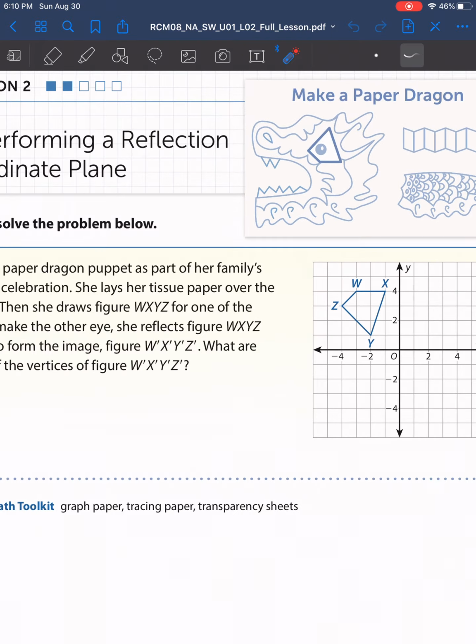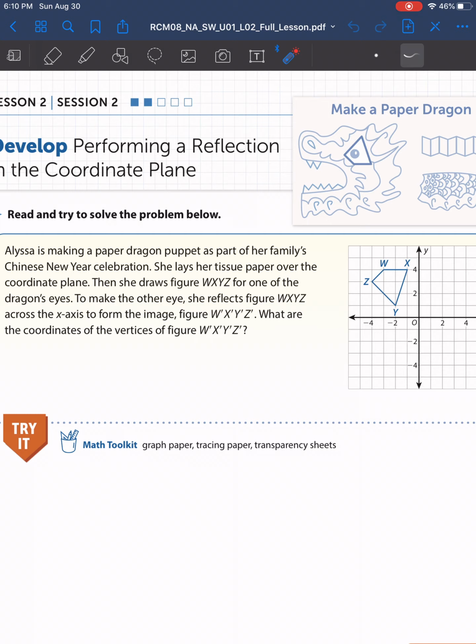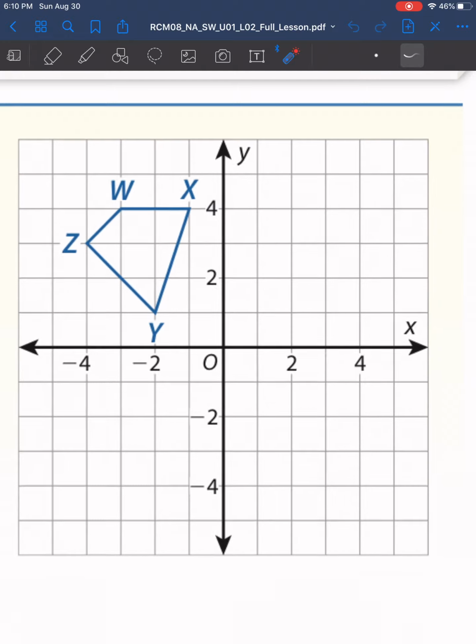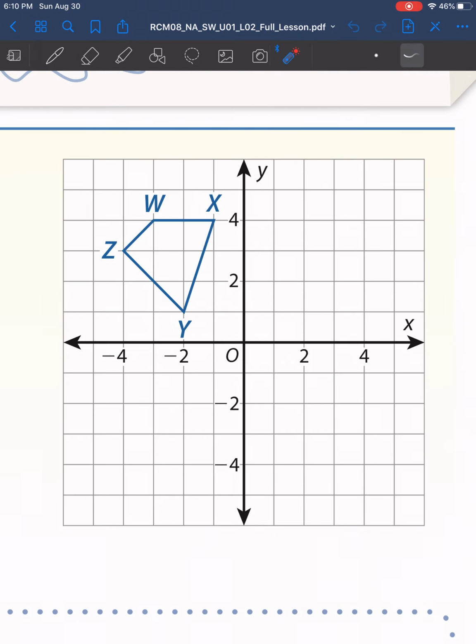Let's read the directions. Alyssa is making a paper dragon puppet as part of her family's Chinese New Year celebration. She lays her tissue paper over the coordinate plane, then she draws figure WXYZ for one of the dragon's eyes. To make the other, she reflects WXYZ across the x-axis. That's important information. We are using the x-axis as our line of reflection.